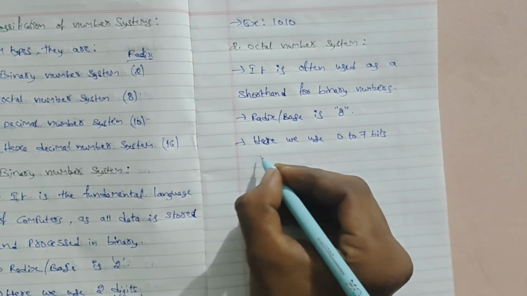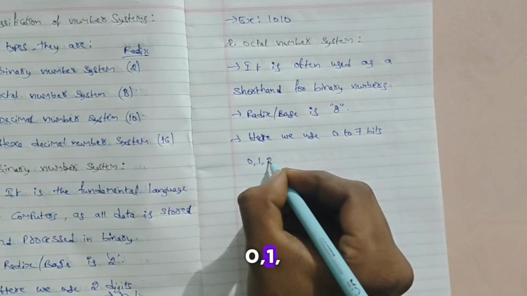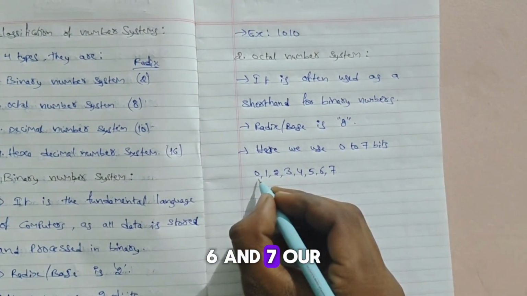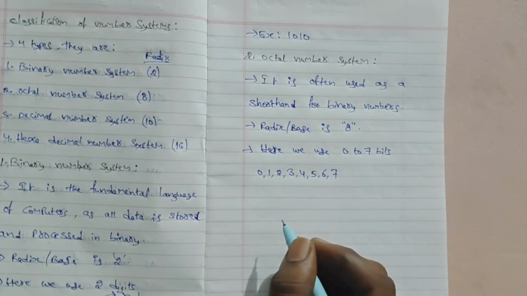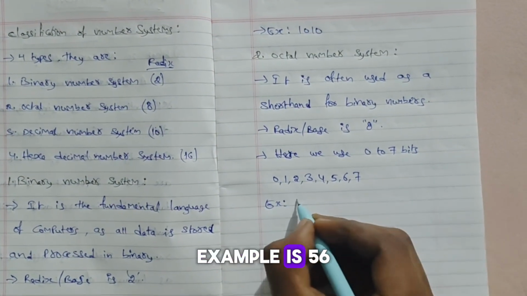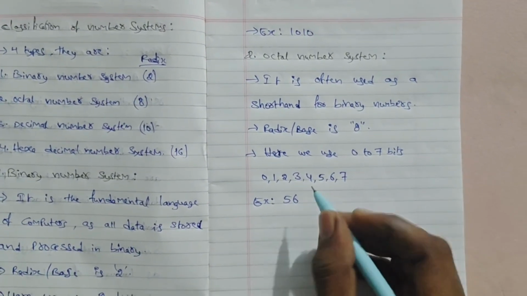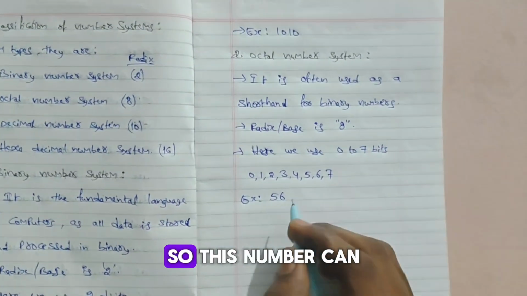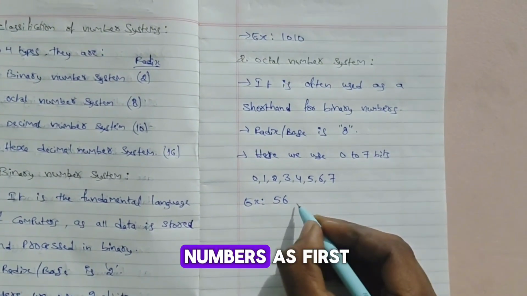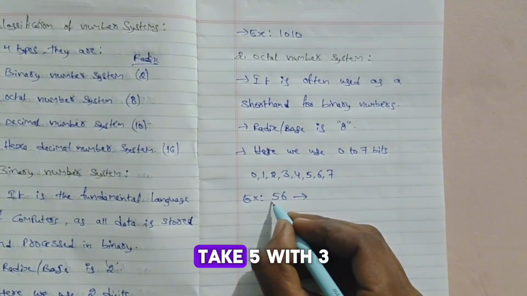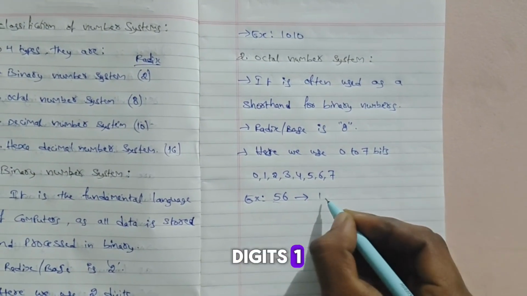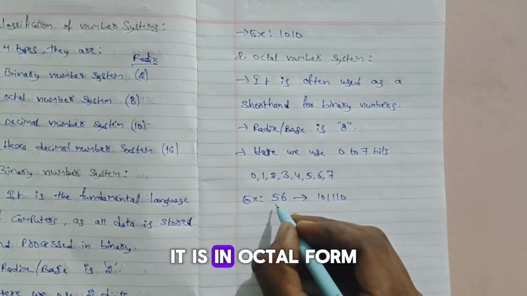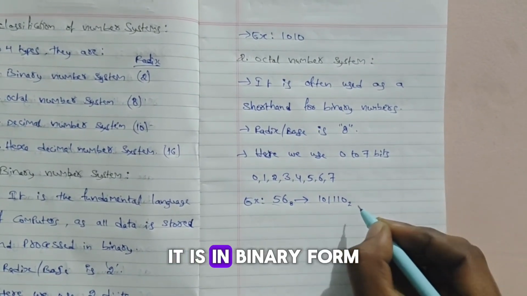Those are 0, 1, 2, 3, 4, 5, 6 and 7. The total value count is 8. Example is 56. By this definition, it is often used as shorthand for binary numbers. So this number can be represented in binary as: first take 5 with 3 digits, 1, 0, 1, and 6 with also 3 digits, 1, 1, 0. It is in octal form, and this is in binary form.